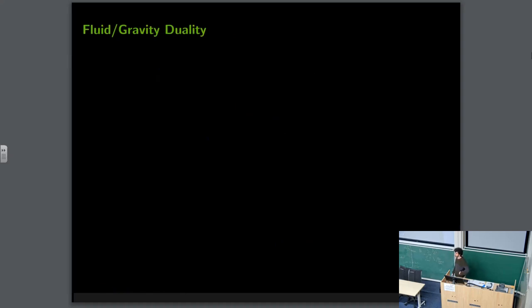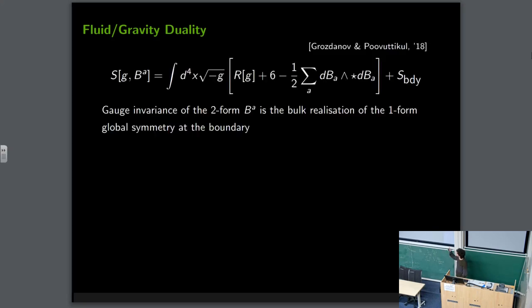Okay, so moving on to the holographic part of this work. We work with this holographic model with a bulk metric G and a bulk two-form gauge field B, with the Einstein-Hilbert term with a negative cosmological constant plus a kinetic term for our gauge fields. And let me stress that the one-form global symmetry at the boundary is realized by the gauge invariance of B under a closed two-form.